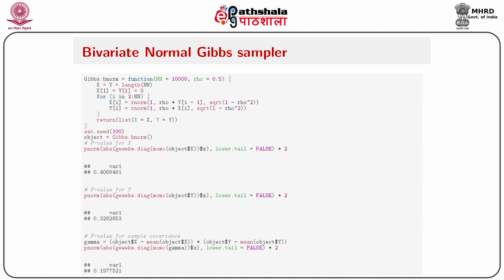This is the p-value for y. Then the p-value for the sample covariance you can calculate using gamma_i by this formula, and you will get, for the bivariate one, for the third component that we defined earlier, gamma_i, a p-value of 0.19.